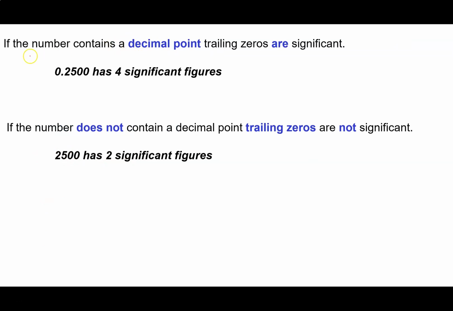Our fourth rule was that if the number contains a decimal point, then trailing zeros are significant. And if the number doesn't contain a decimal point, trailing zeros are not significant. So leading zeros are never significant. Non-zeros are always significant, so we've got 2 of those. And then trailing zeros are significant if your number contains a decimal point, so we've got another 2 there. So that gives me 4 sig figs total.